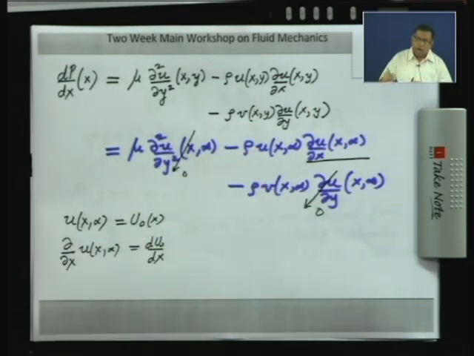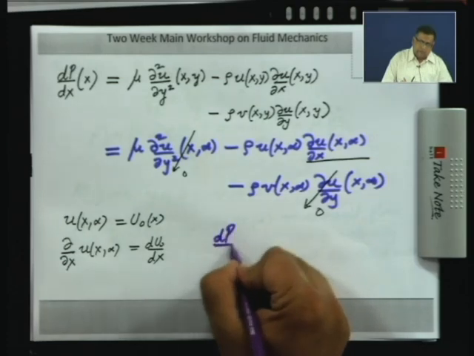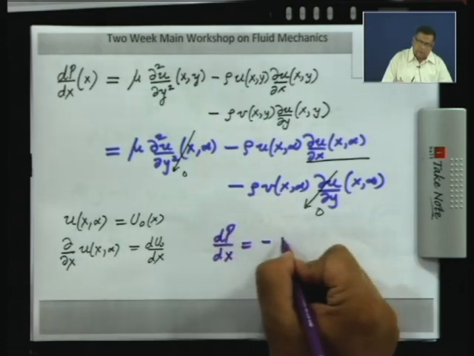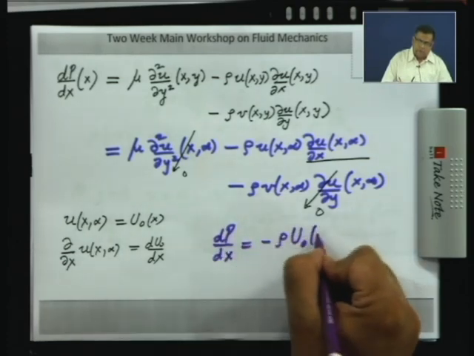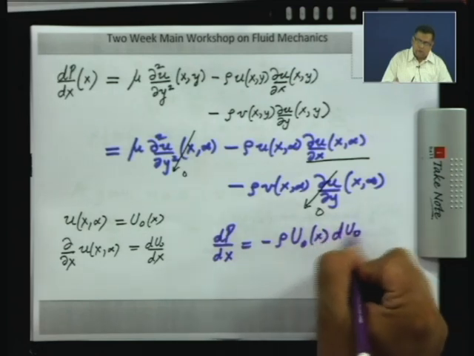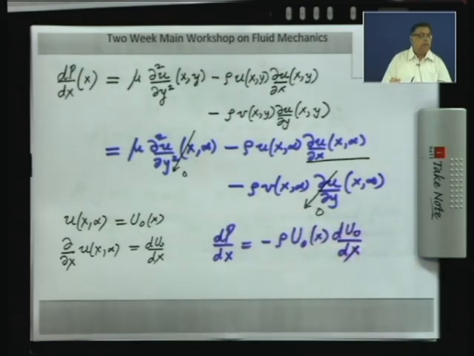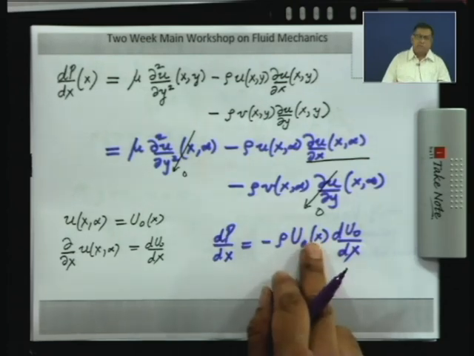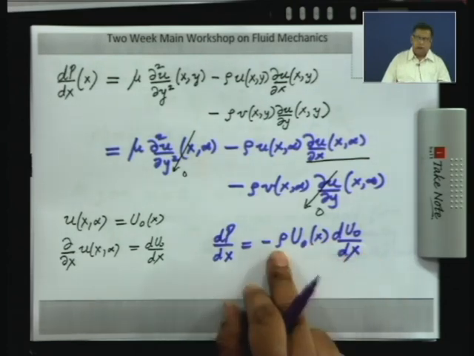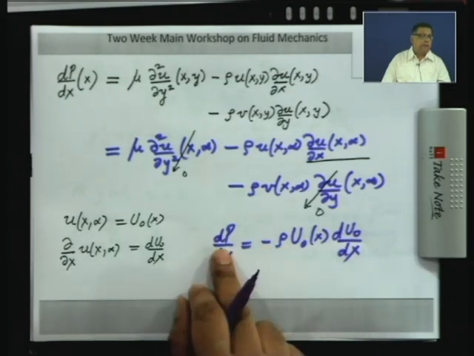So, finally, what we come up with is dp dx is equal to minus rho u0 of x into du0 dx. So, if you can solve the potential flow equations in the outer region, you can find u0 of x, and if you multiply u0 by du0 dx and by minus rho, you get the pressure gradient inside the boundary layer.